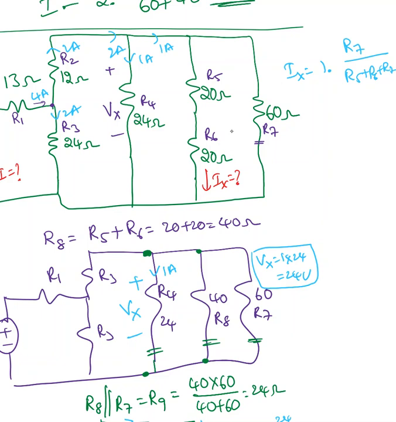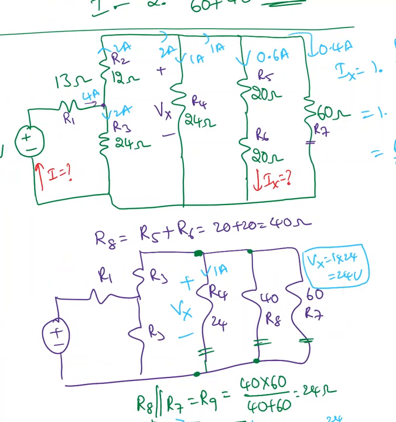These two are in series. The Ix is going to depend not only on R6, it's going to depend upon both resistors. So 1 times 60 divided by 60 plus 20 plus 20, which is 40. So 60 divided by 100, which is 0.6 ampere. So the current here must be 0.6 ampere. So out of 1 ampere, 0.6 is going in this direction, the remaining 0.4 must go in the other resistor.